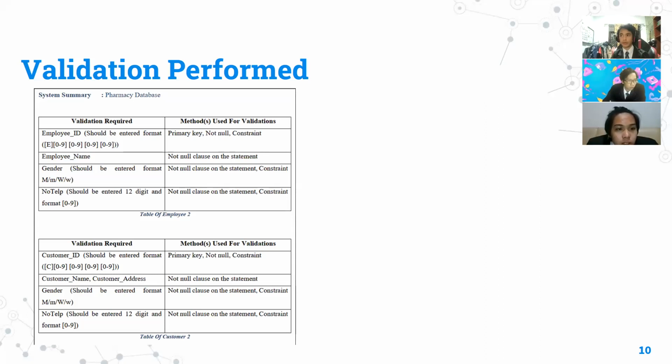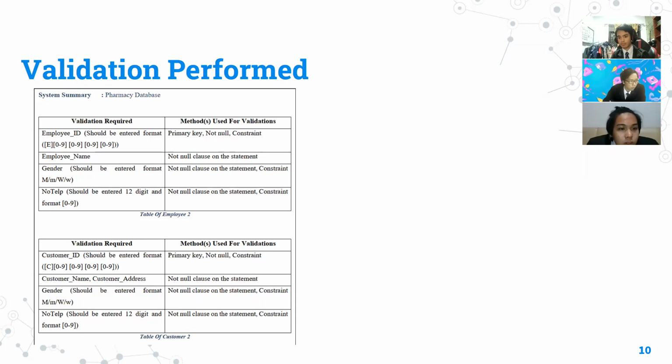Validation required of customer ID should be entered from a format C0 until 9. Method is for validation primary key not null constraint. Validation required: customer name and customer address. The method is for validation not null clause on the statement.